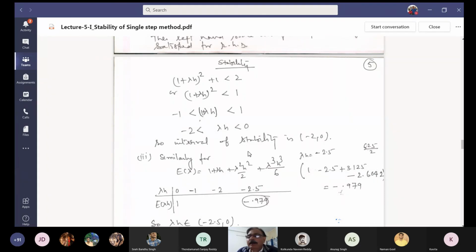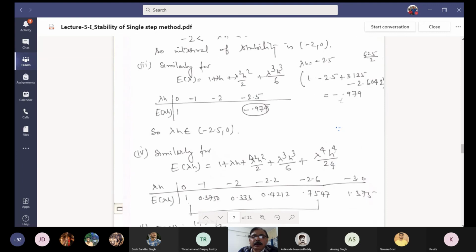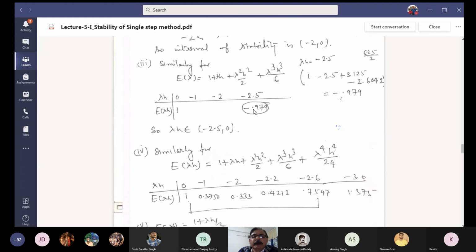Yes, sir. Then another option is that you see the graph of that by putting certain values of lambda h, and see what is happening. For example, for this third order method, at lambda h equal to minus 0.25, the value is minus 0.979. If we exceed a bit, it will go to the positive side. One may do that to minus 2.501, 2.502, or 2.5001. So you can define that.